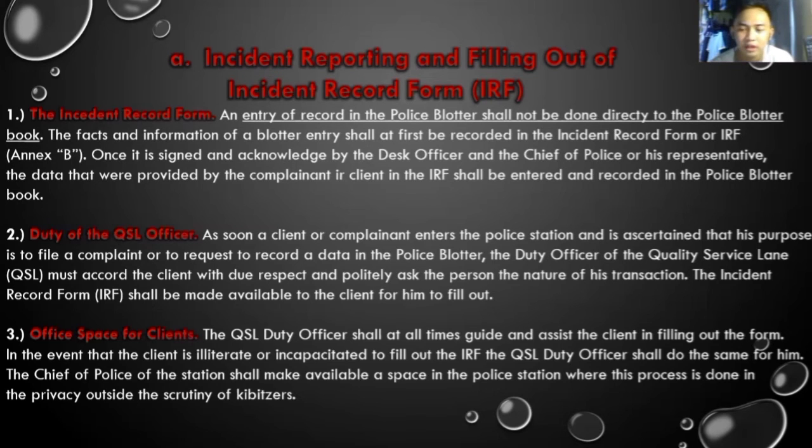Hindi directly na nilalagay natin ang insidente sa isang police blotter. Bago natin ilagay sa police blotter, syempre kailangan ilagay muna sa incident record form. Then pag na-check na ng desk officer, pwede na itong i-record sa police blotter.